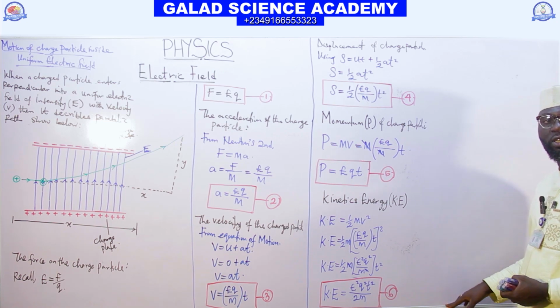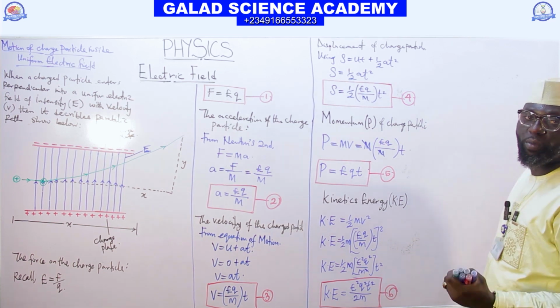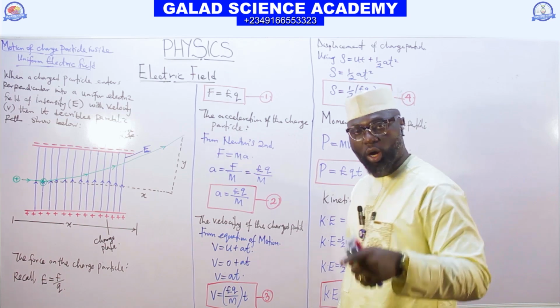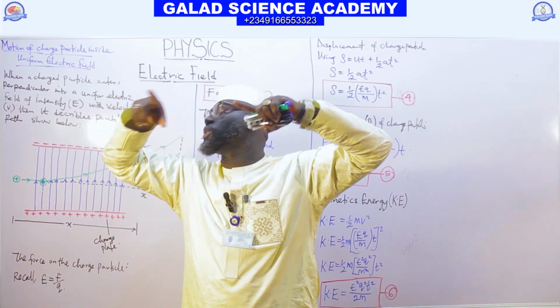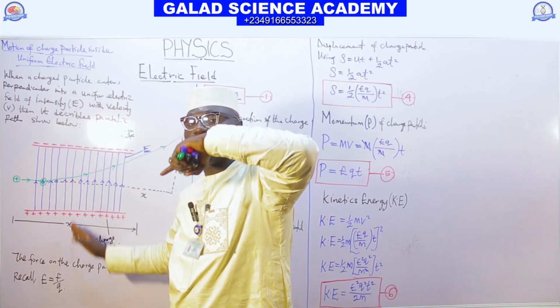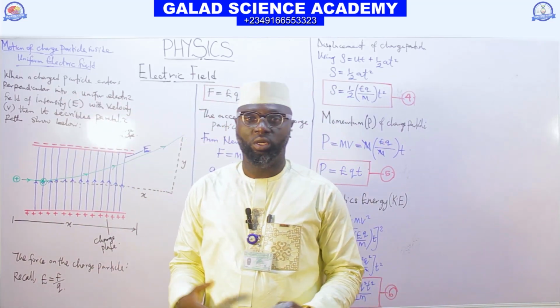So this is the explanation of the motion of a charged particle in a uniform electric field. The next aspect we are going to treat is the dipole. Dipole movement talks about the torque of a dipole molecule inside the uniform electric field like this. We will now solve questions on both.